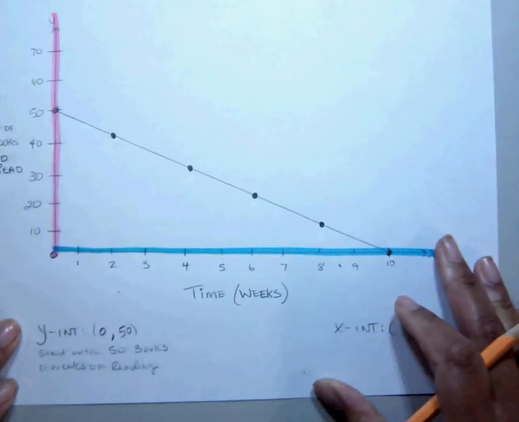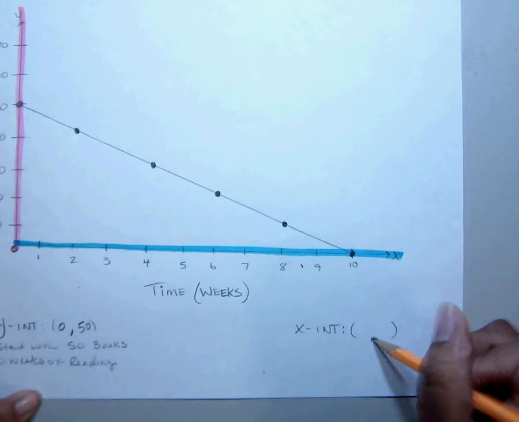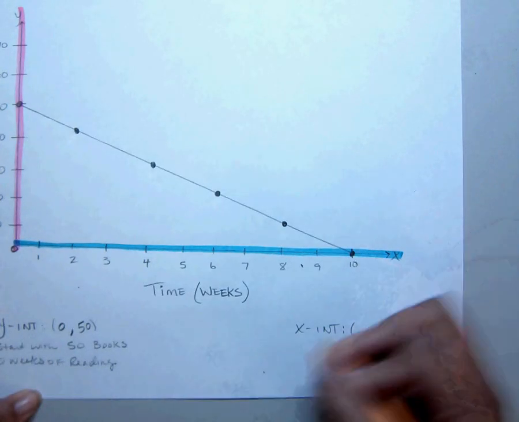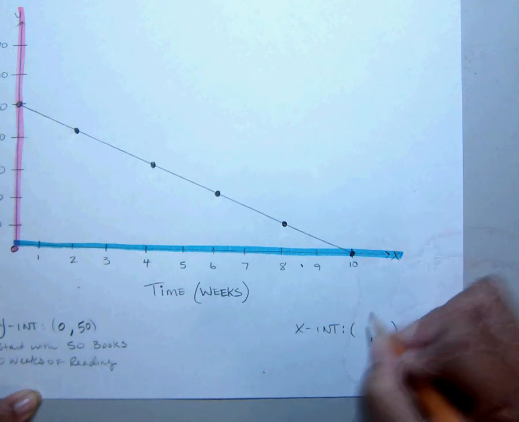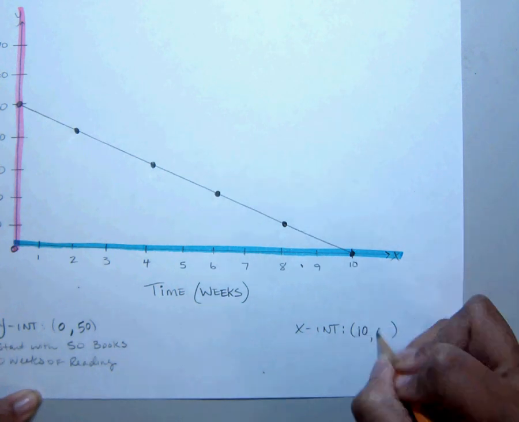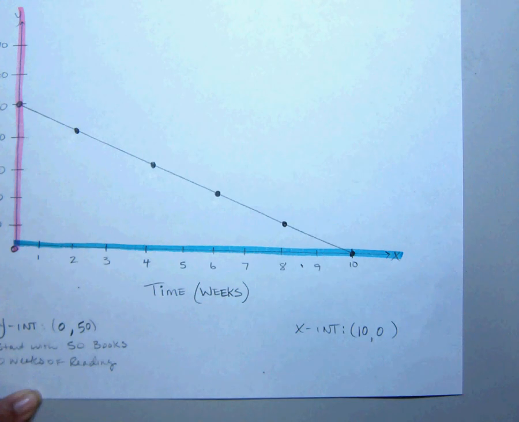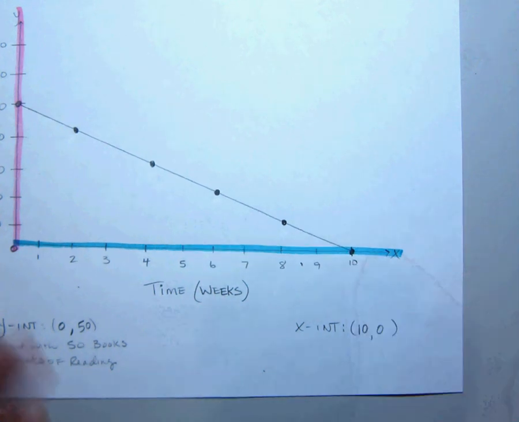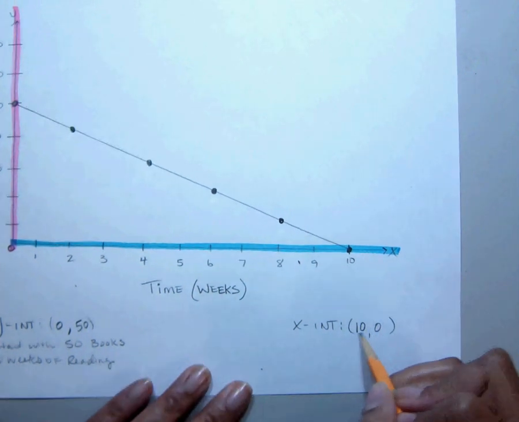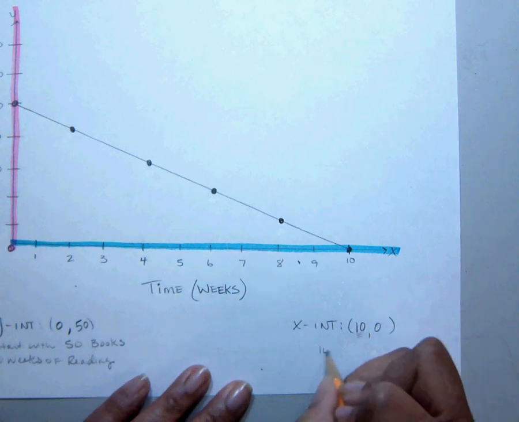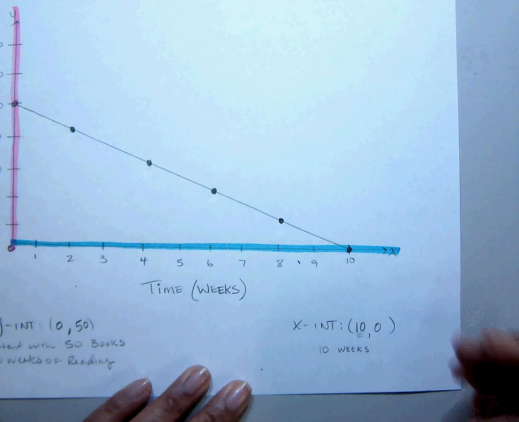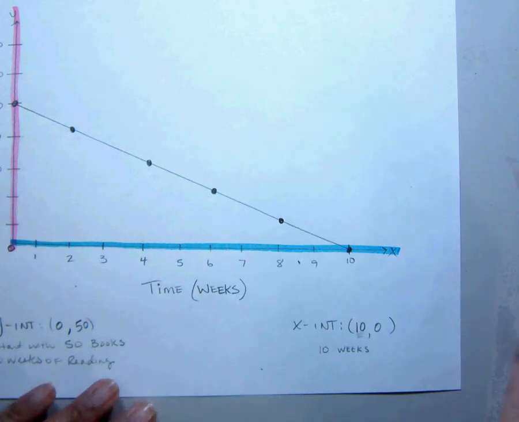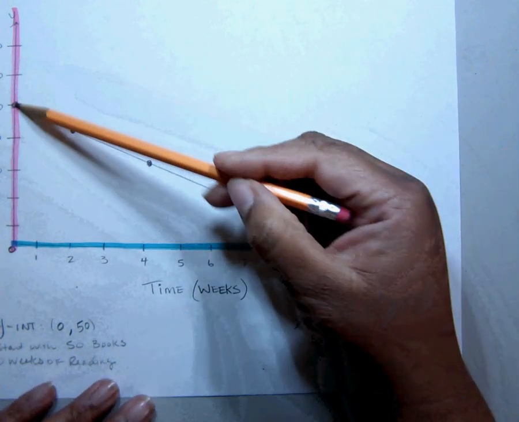Okay, let's talk about the X-intercept. The X-intercept is here. So how do you write that as a point? Well, it's the X-intercept, 10 on the X-axis, so put it in the X spot. The Y would be 0. But what does this mean? Well, in 10 weeks, you would have read how many books? A total of 50 books.